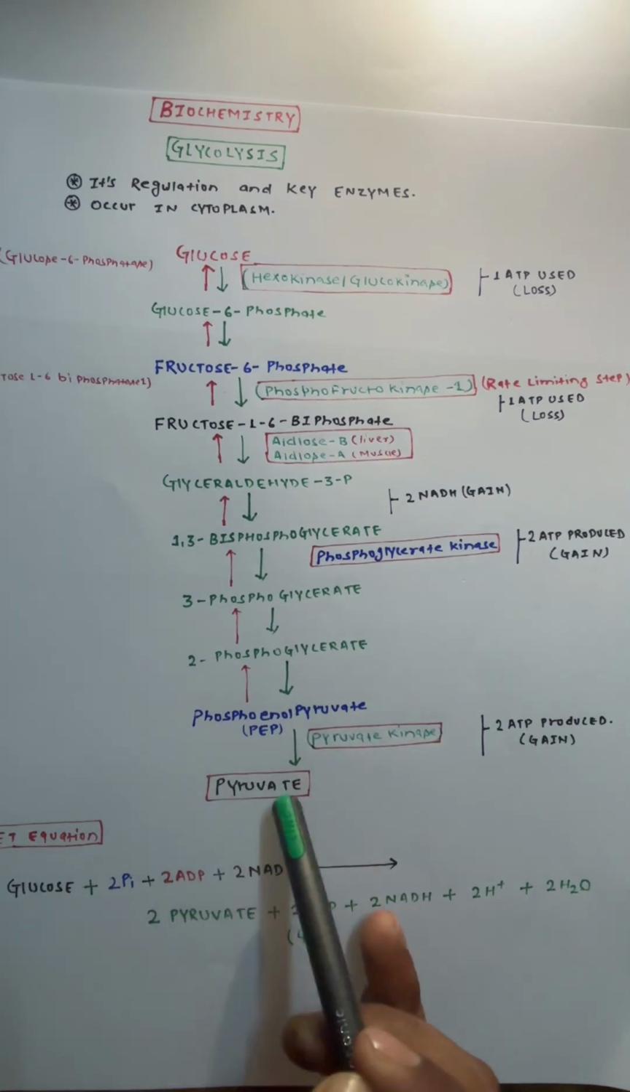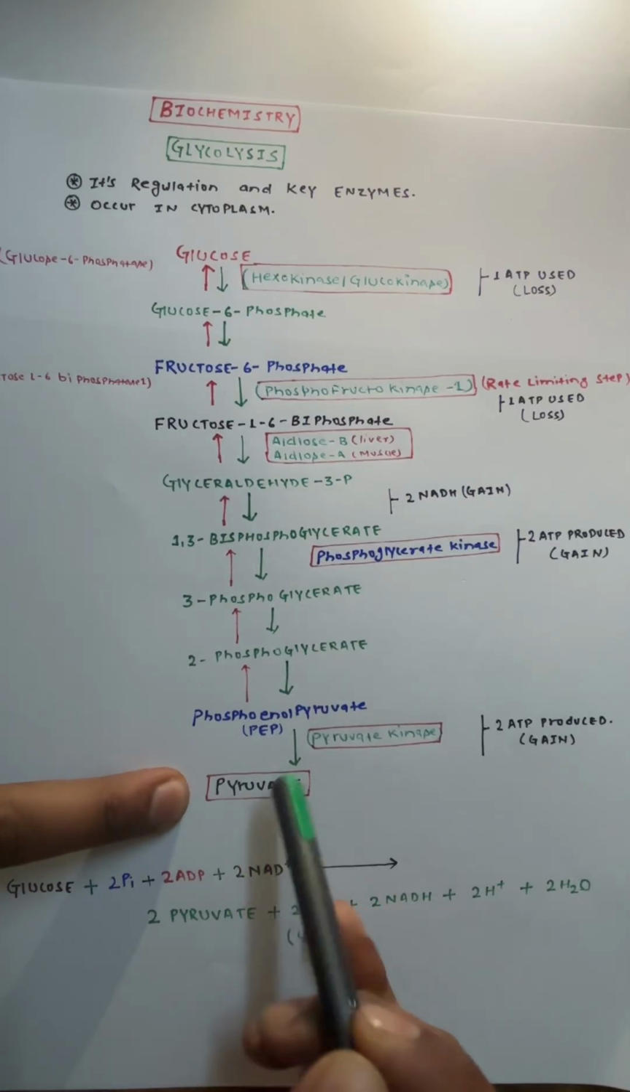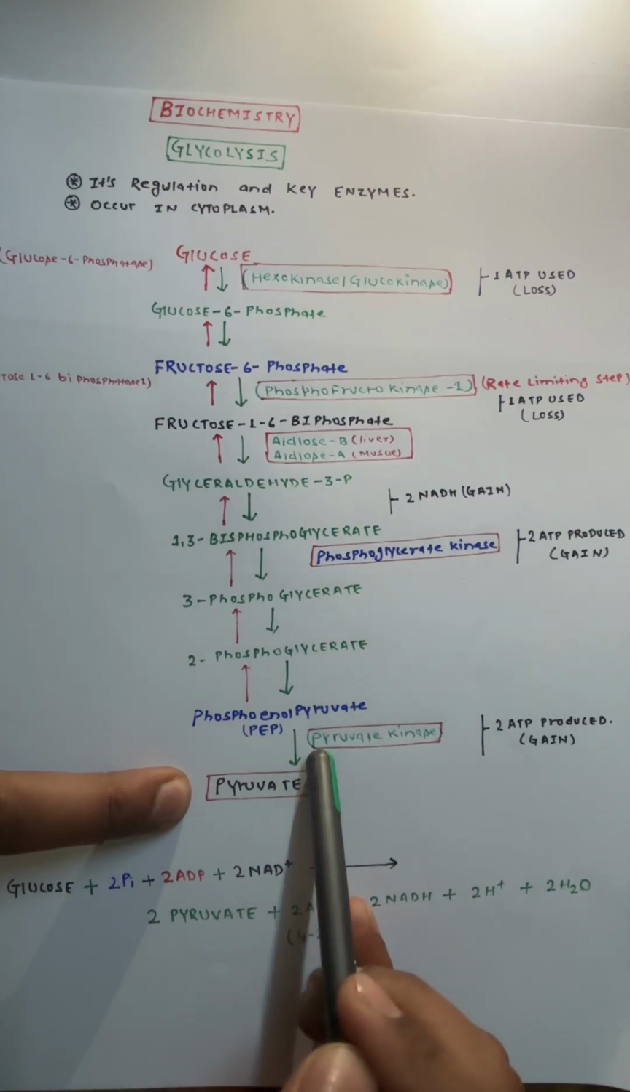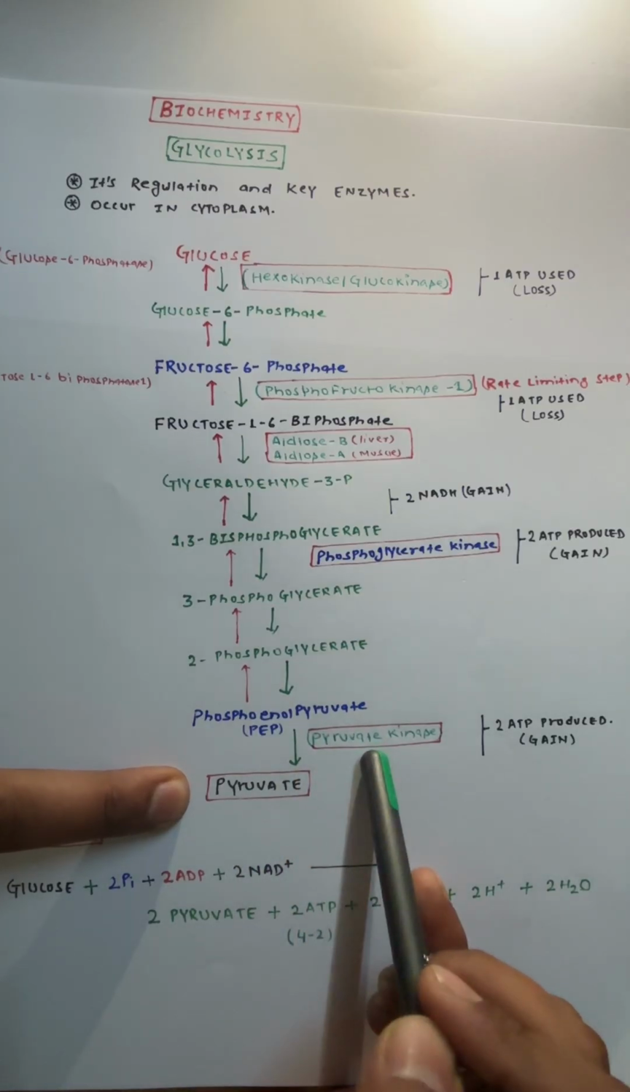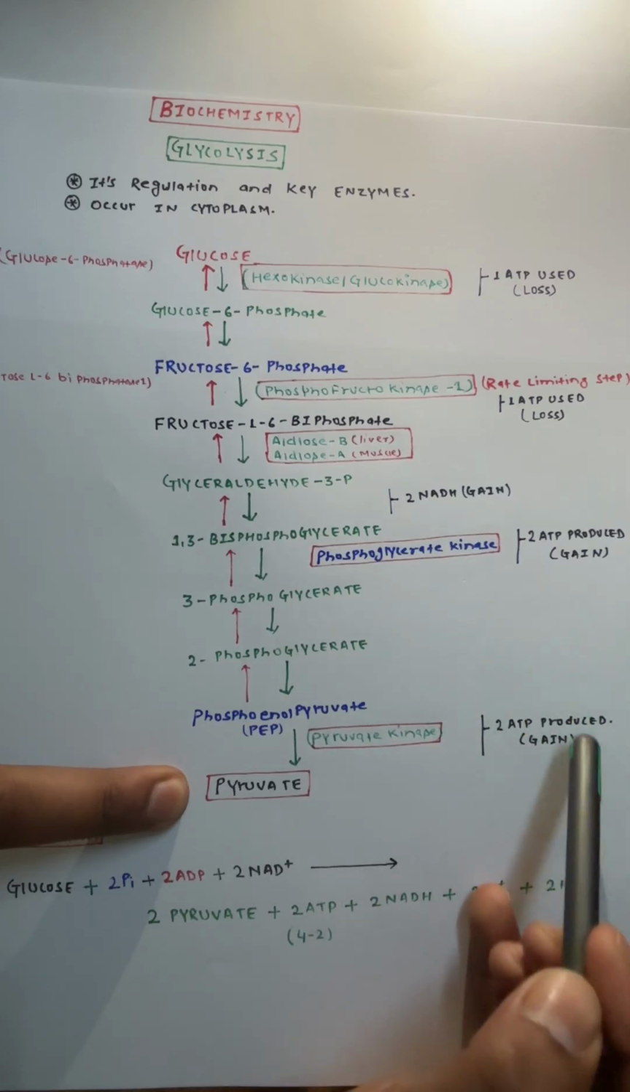This is where glycolysis ends. This phosphoenolpyruvate is converted to pyruvate, and in this step we use the enzyme pyruvate kinase. In this step also we gain 2 ATP.